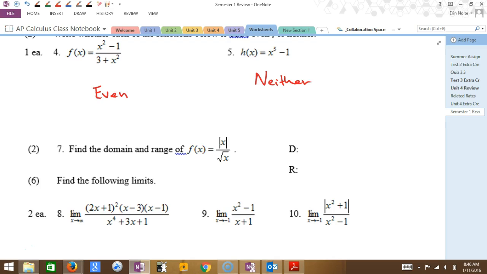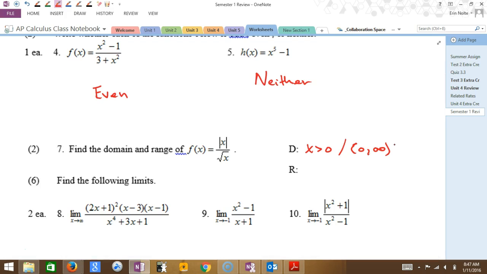Okay, how do I do the domain for this one? You have to see what the denominator can be. Okay, so what can the denominator not be? Negative number or 0. Okay, good. So we would have to say that x has to be greater than 0. You could also write that in interval notation: 0 to infinity. We want to make sure that you do not include 0, though, because 0 would make it undefined.